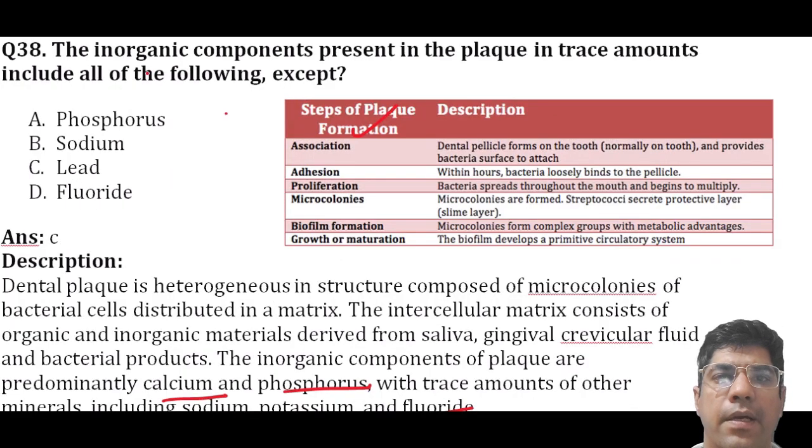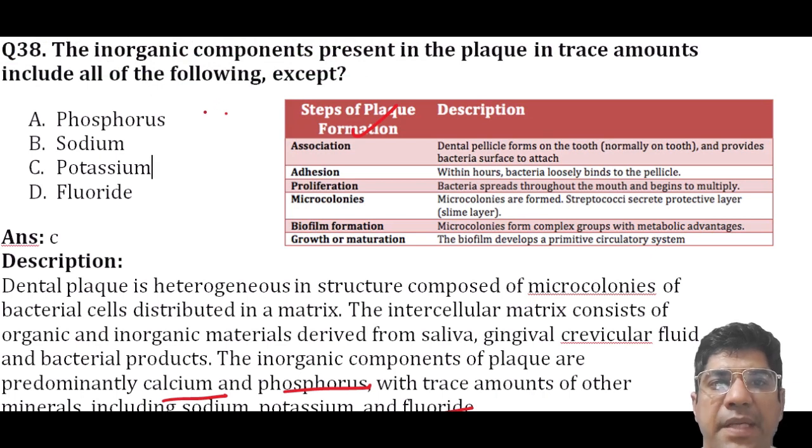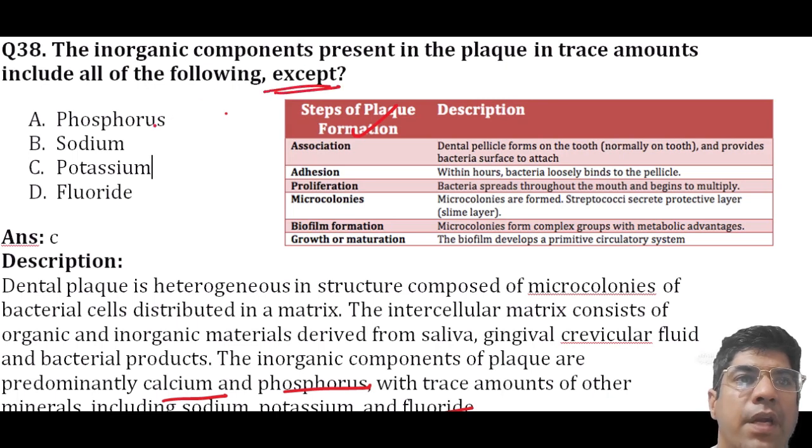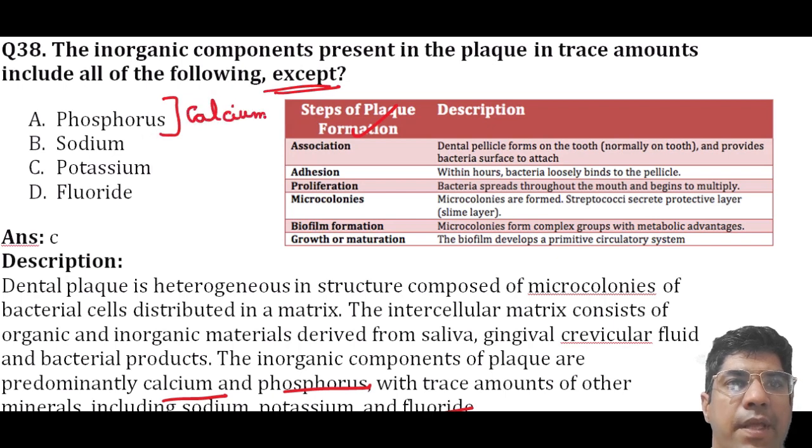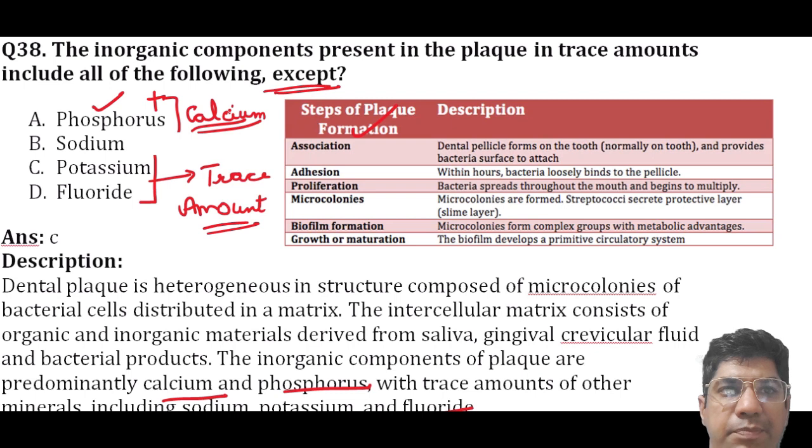The inorganic component in the plaque that is present in trace amount includes all of the following except. Well, the predominant forms are calcium and phosphorus, while sodium, potassium, fluoride are available in trace amounts. So your answer would be phosphorus. Phosphorus and calcium are present predominantly, whereas sodium, potassium, fluoride are in trace amounts.